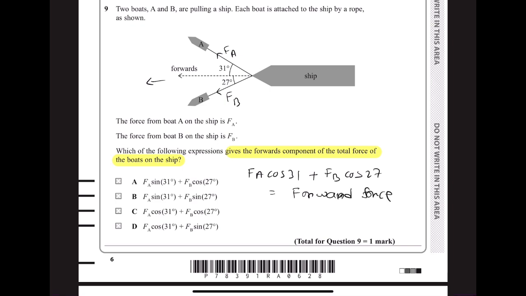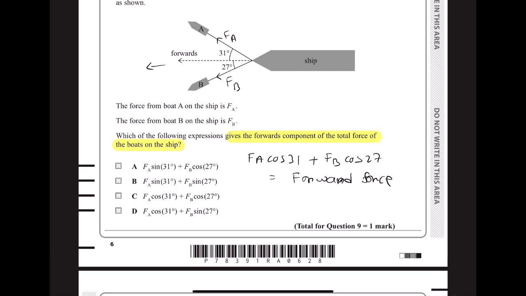This is simply found by resolving, as this is with the angle. So this horizontal component will be cos, and for this also the horizontal component will be cos, for which the answer is C.